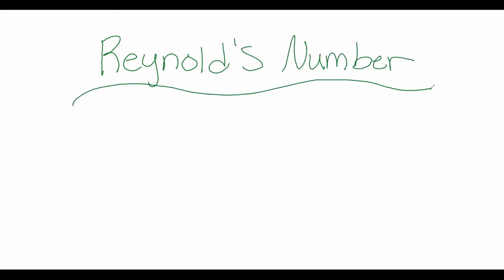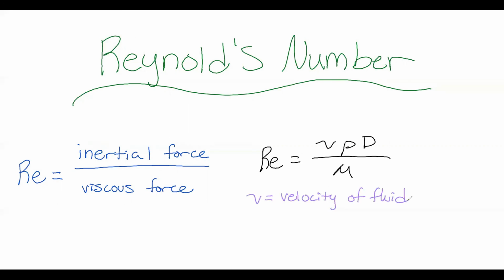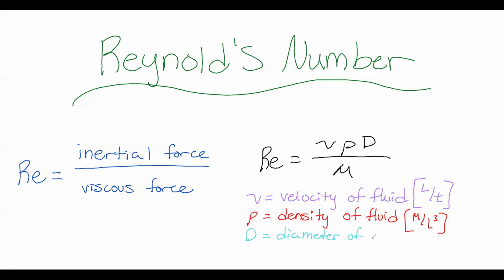Another important factor to consider is the Reynolds number. Reynolds number is a dimensionless parameter that characterizes the flow of a fluid through a tube. It represents the ratio of inertial forces to viscous forces. Reynolds number depends on the velocity of the fluid, the density of the fluid, the diameter of the pipe, and the viscosity of the fluid.